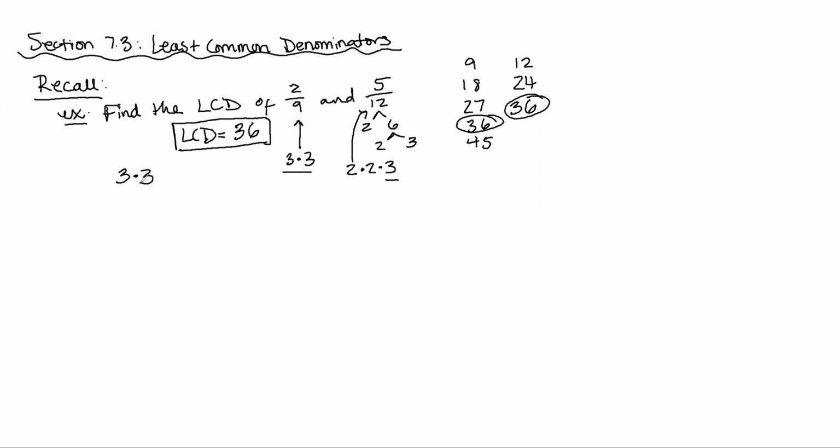And then with the 2's, the most number of times these 2's occur is 2 times. We have 2 of them in the second number, none of them in the first number. So we still have to include them because they appeared in the second number here. So we're going to multiply this by 2 and 2 again. And now if I were to multiply all these together, 3 times 3 is 9, 9 times 2 is 18, 18 times 2 is 36. So we get the same number.